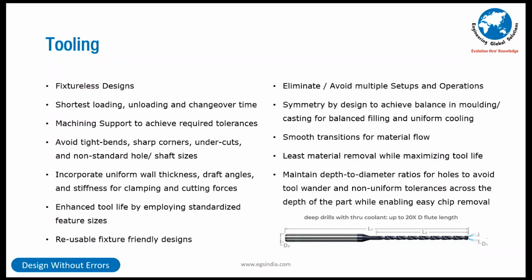Incorporate uniform wall thicknesses, whether it is plastic or castings or whichever way you look at it, because cooling affects it. Draft angles and stiffness for clamping and cutting forces. I repeat, stiffness for clamping and cutting forces. We don't look at this in design. We need to look at it. Otherwise, our manufacturing process capability suffers. Enhanced tool life by employing standardized feature sizes.